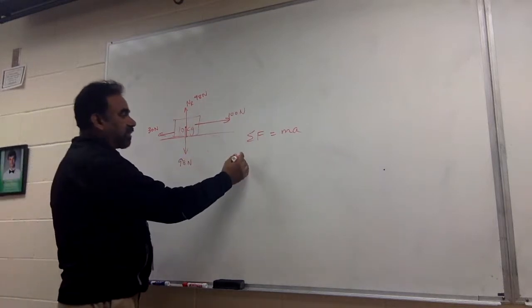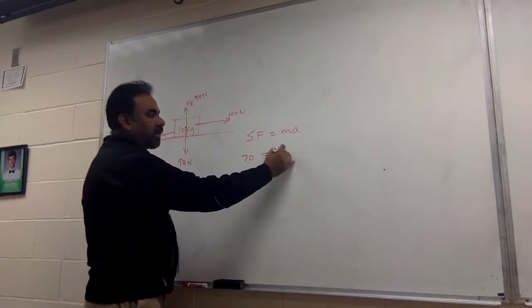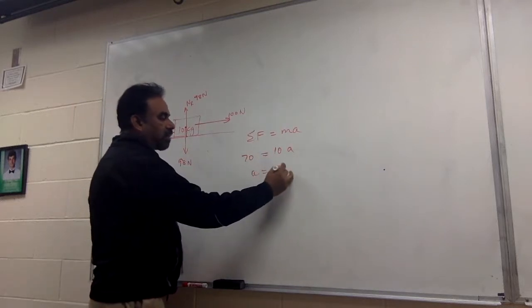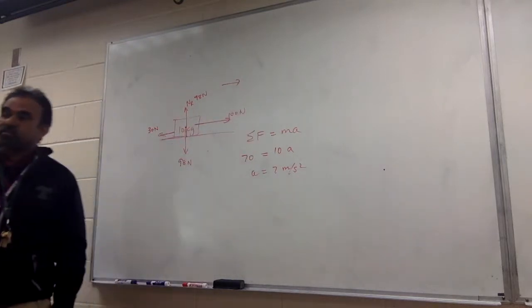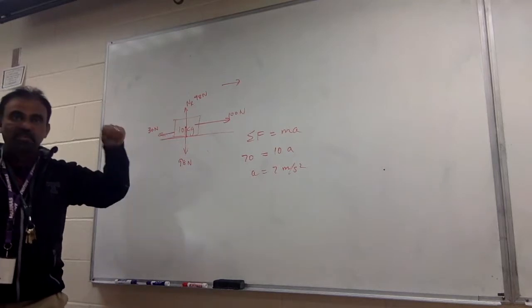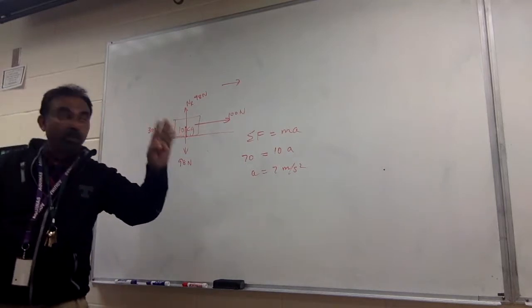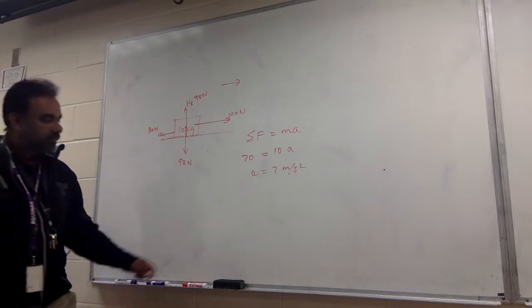Okay, so net force is ma. What is the net force here, you said? 70 is equal to, what is the mass? 10. A, what is a? 7 meters per second squared. So it's going to accelerate in this direction with 7 meters per second squared due to the net force. There are so many forces acting on it, but the net force is only 70. Which way? That way. Make sense? Okay.